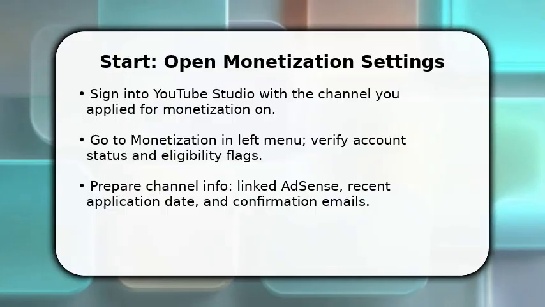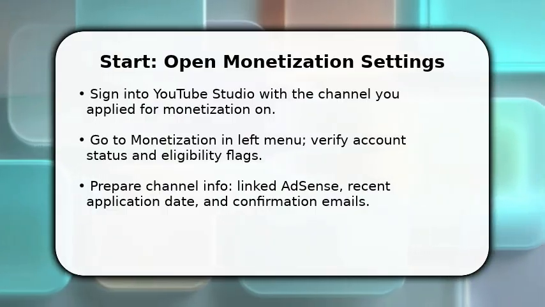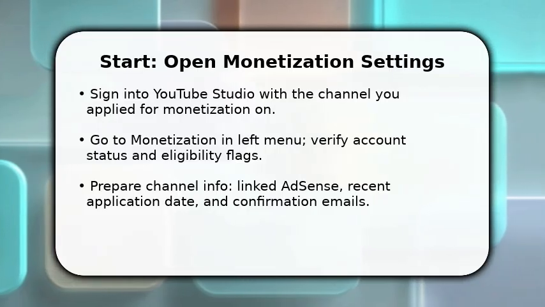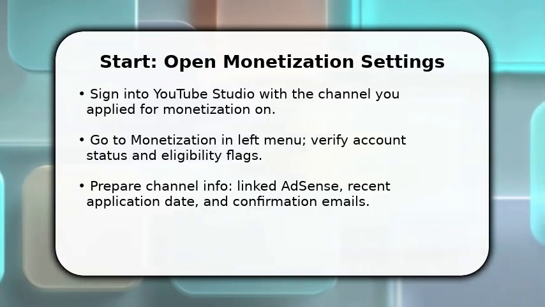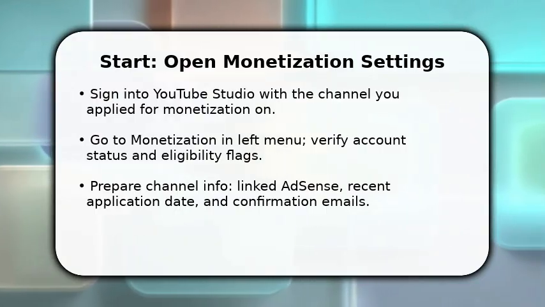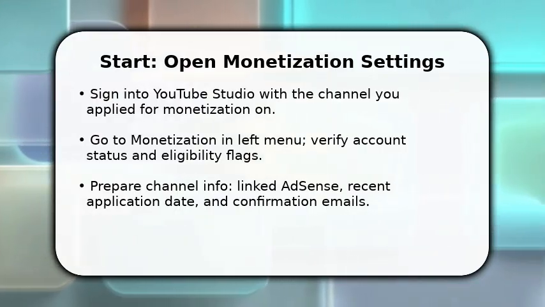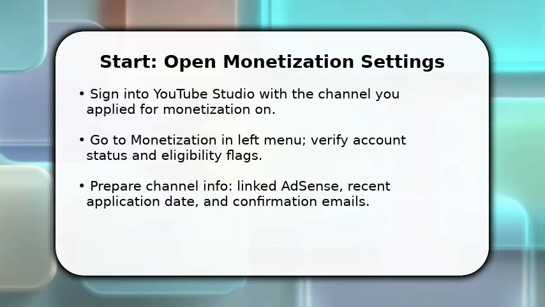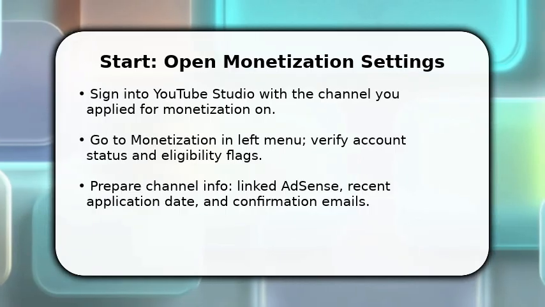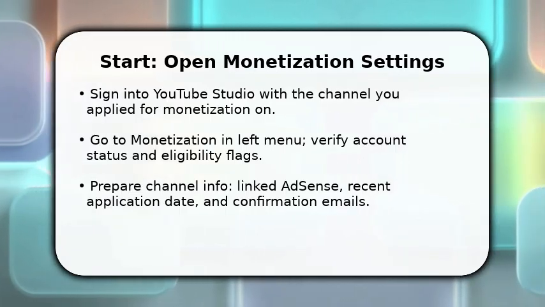You open YouTube Studio and go straight to monetization so you can stop the request now. Once there, make sure you are using the exact channel that submitted the application because YouTube ties requests to channels. Check the AdSense connection and any in-app prompts. These show whether your request is pending or under review. If you see an active application, you're ready to take the first actionable step.